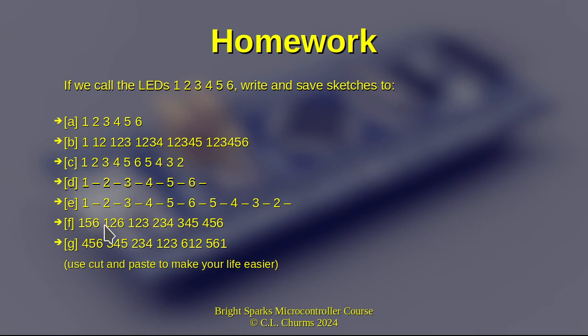So we have 1, 5, and 6 burning, and then 1, 2, and 6, and then 1, 2, and 3, 2, 3, and 4, 3, 4, and 5, 4, 5, and 6. So you'll see it'll be 3 LEDs making their way up and then starting at the bottom again, and so forth. And for G, going down, 4, 5, 6, 3, 4, 5, 2, 3, 4, and so forth. So the 3 LEDs chasing each other's tail downwards.